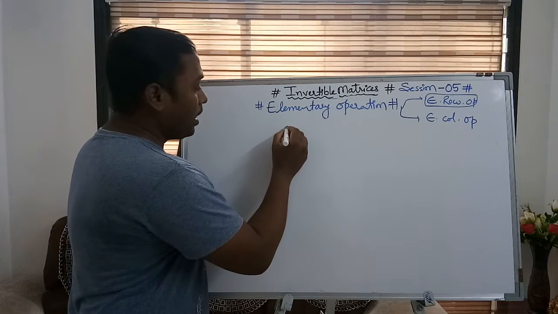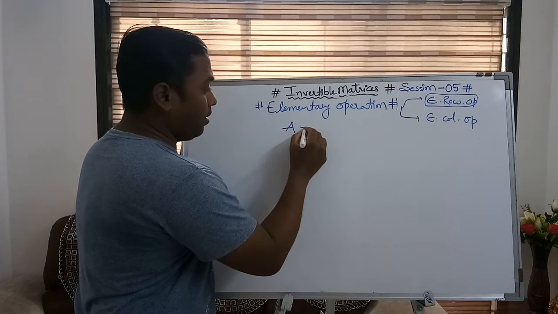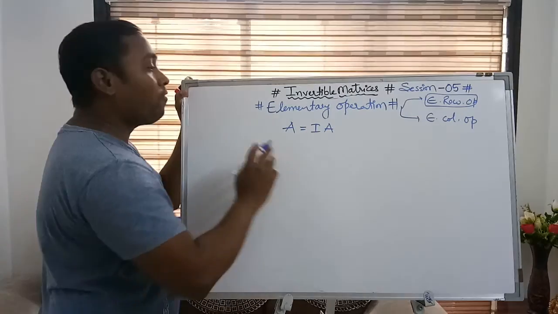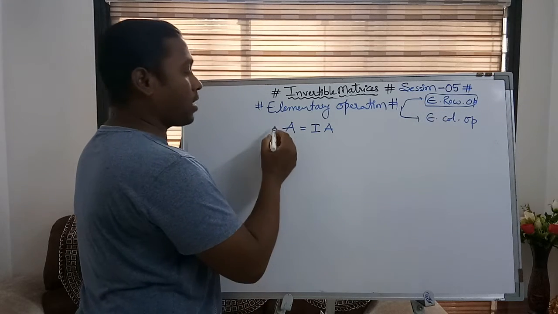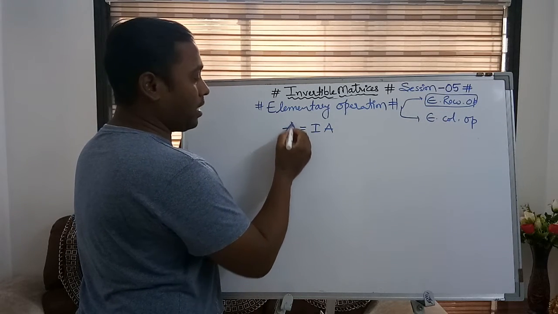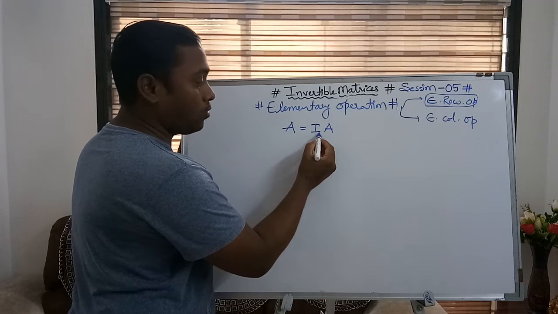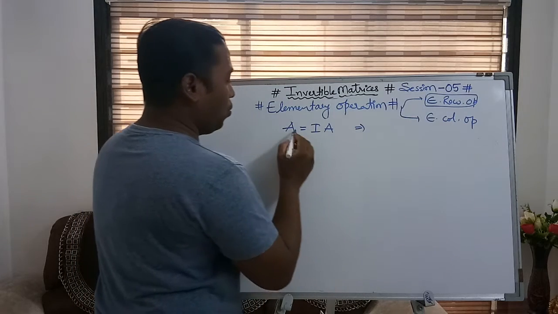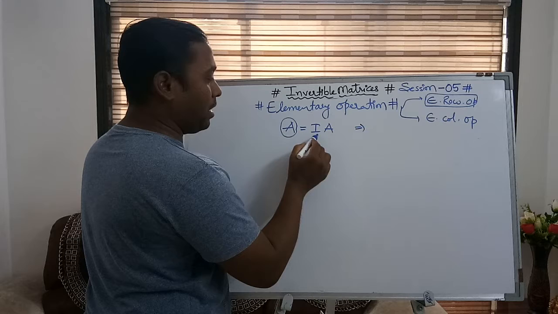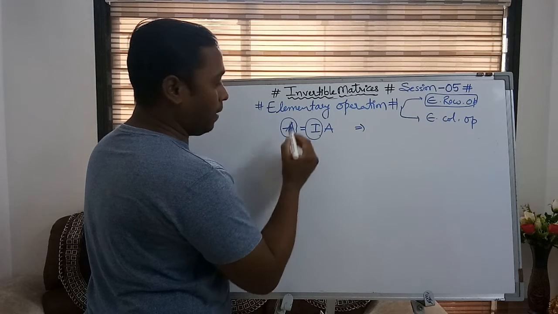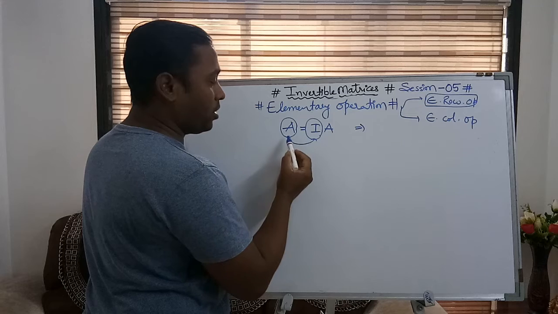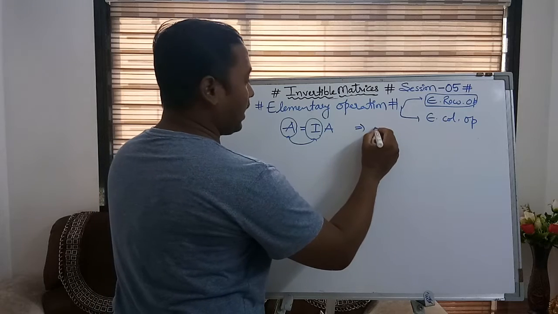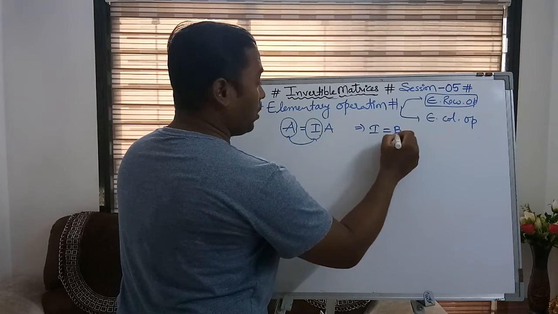Every square matrix can be written as I into A, correct? Or A into I also. So for applying the elementary row operation, we start with the first step: the given matrix can be written as I into A, where I is the identity matrix of the same order, and we do the modification in A simultaneously in I without disturbing the equation. We are going to do some modifications in these two matrices such that by doing so we obtain I equal to B into A.